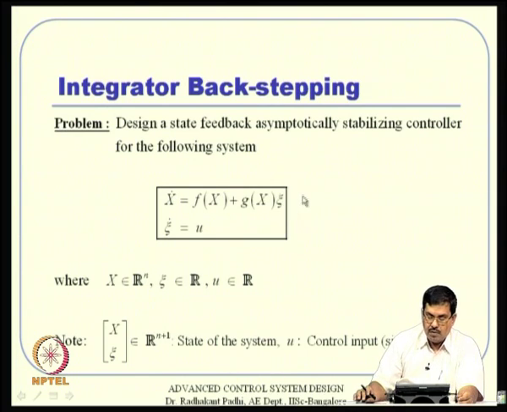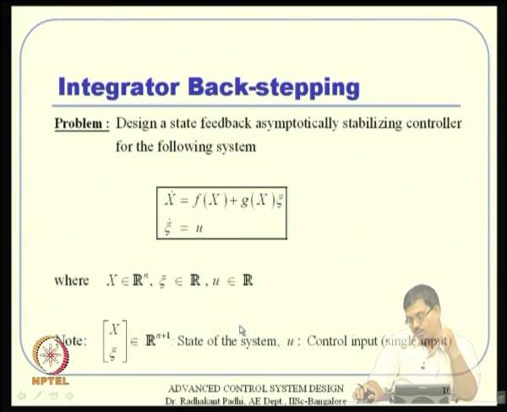So let x be an n dimensional state. Let xi also be a state, where xi dot is simply u. So x dot is f of x plus g of x times xi, and xi dot is simply u. Xi is a scalar; remember xi and u are both scalars. If the system dynamics is given in this form, then I can think of using this backstepping idea. Both together are the state vector, that means x and xi together define the states of the system, so the number of states is n plus 1.